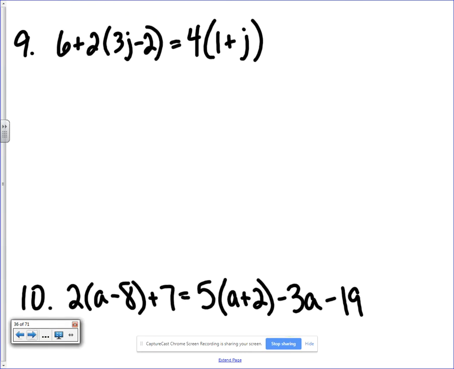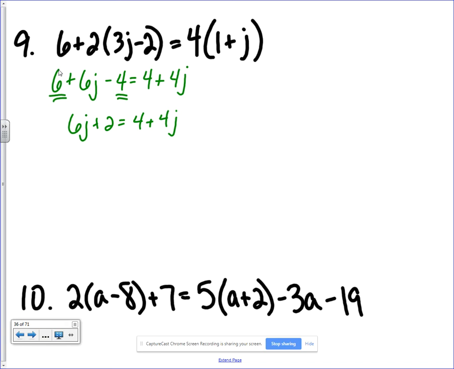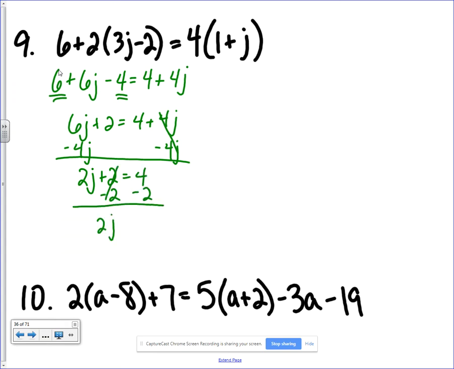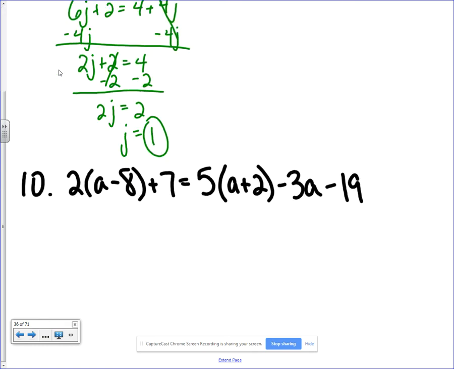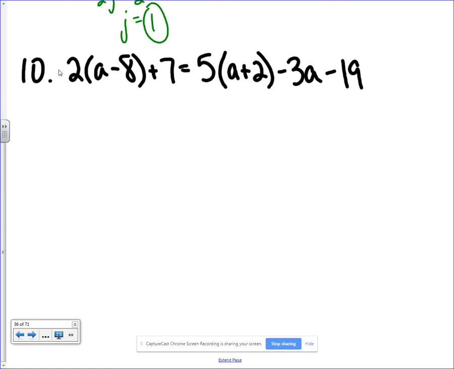All right, here we go again. Okay, now that I've got everything simplified, I am going to move my smaller j over. Now I'm going to isolate that j. And j is 1. All right, this is my last one before we move over to your handout. So why don't you go ahead, pause the video, distribute, combine. Let's see how you do.